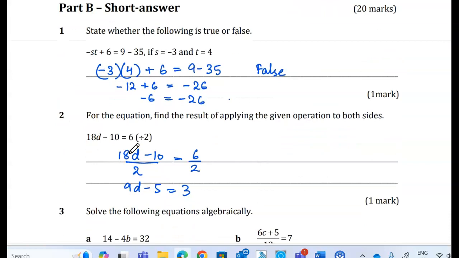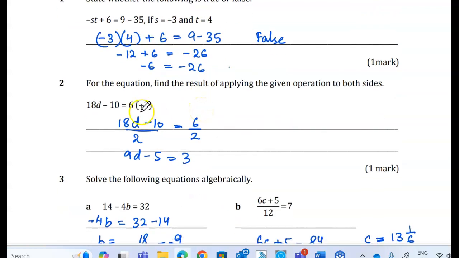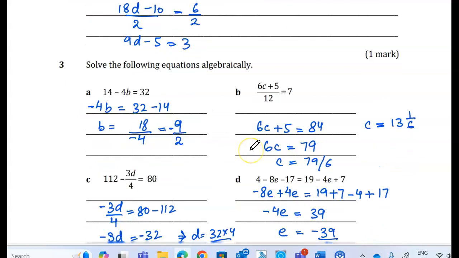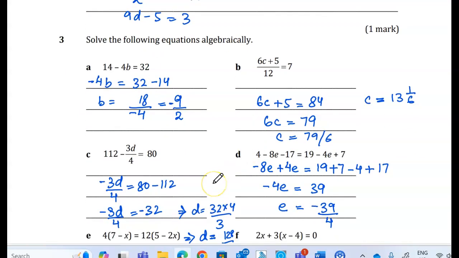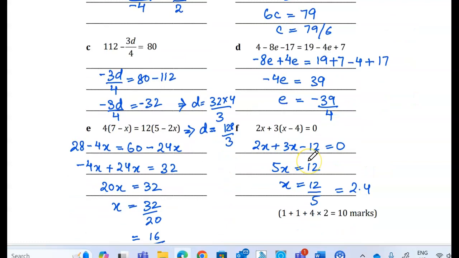Moving on, short questions. The first one, true or false, is just substitution. Put the value of s and t and check for yourself. I've solved it. This one, you're dividing by 2 on both sides. Whatever the operation in the bracket is, it says division by 2, so that's what you're doing. Next one is solving equations. I have solved each of these equations properly.